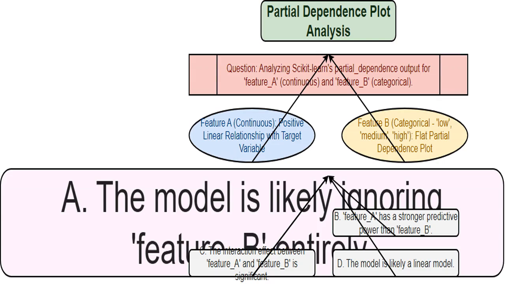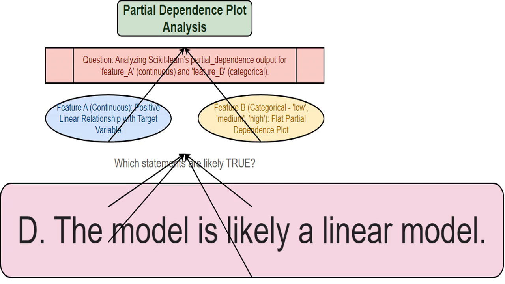I agree. The PDP clearly shows a strong relationship between feature_A and the target variable, while feature_B shows almost no relationship, leading me to believe feature_A is more important for prediction. The positive linear relationship in the PDP for feature_A makes a linear model plausible, but it is not definitive. Other models can also display linear relationships in their marginal effects, such as some tree-based models under certain conditions. Therefore, while possible, I can't say for certain it's a linear model.